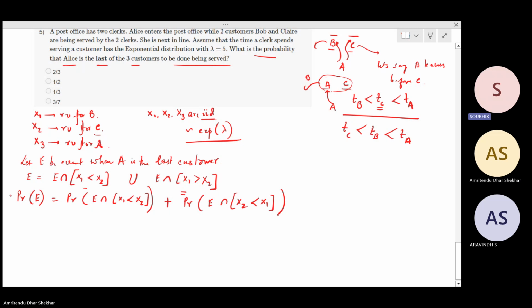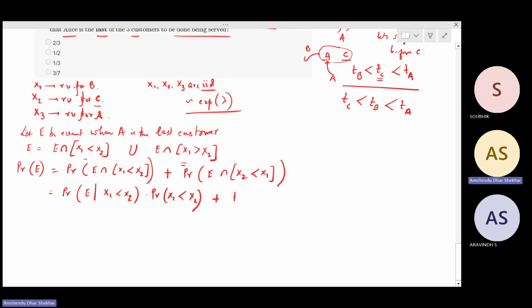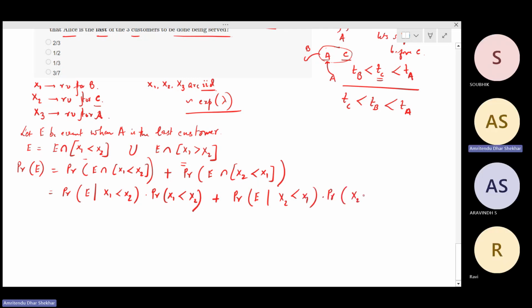So what is this? This is equal to probability of E. Probability of A intersection B is equal to probability of A given B times probability of B. So that's probability of E given x1 less than x2 times the probability x1 less than x2. Similarly, this is equal to probability of E given x2 less than x1 times the probability x2 less than x1.